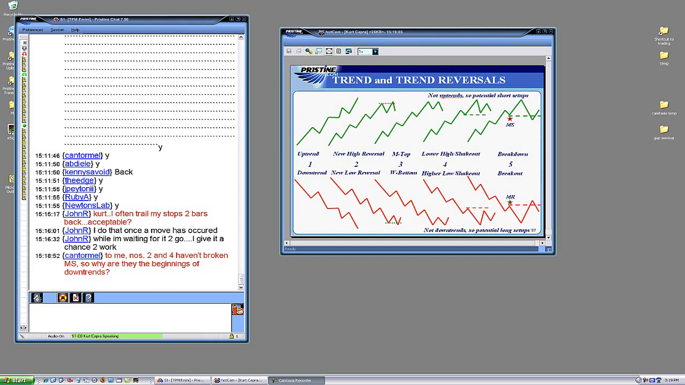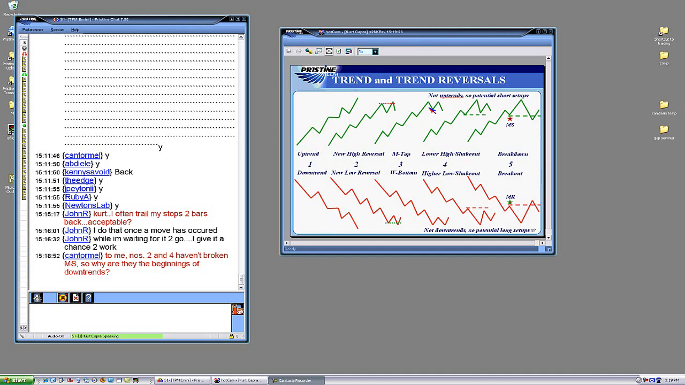Number 2 and 4 haven't broken major support, so why are they beginnings of downtrends? Well, they're not beginnings of downtrends. They're just no longer in an uptrend. Because I agree with you. They haven't broken major support, and even number 3 has not broken major support.